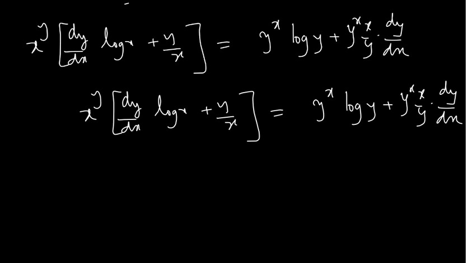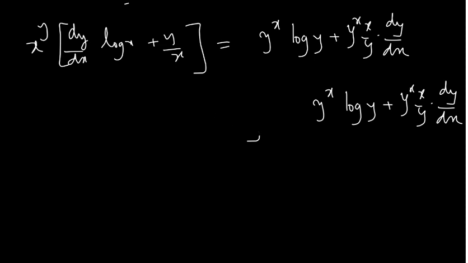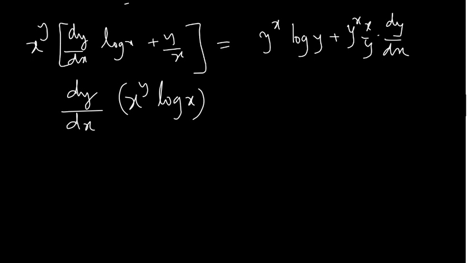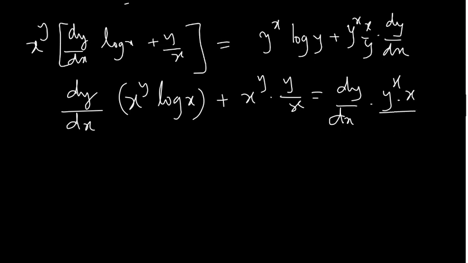So we have this. Now we have to take the entire thing as dy by dx common. We write this as x to the power of y log x plus x to the power of y into y by x. This is expanded. That's equal to, I write this first one, dy by dx into y to the power of x into x divided by y plus y to the power of x log y.